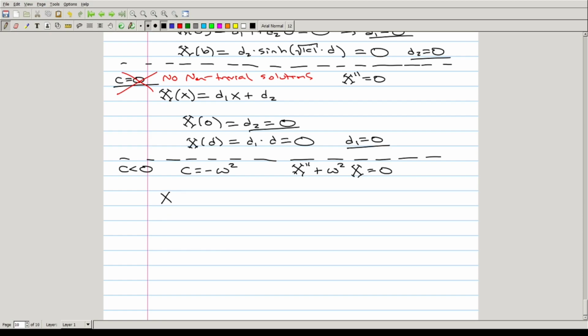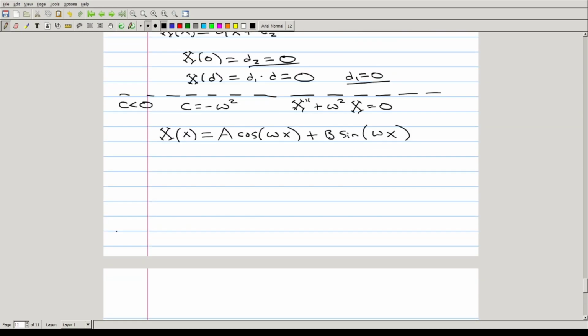And when we go through and solve this, the solution to this second order differential equation is going to be of the form A times cosine of omega times x plus B times sine of omega times x, where A and B are constants, and we have to satisfy the boundary conditions. X of 0 is cosine of 0, which is 1. So A times 1 plus B times 0 has to be equal to 0. So A is 0 will satisfy this boundary condition.